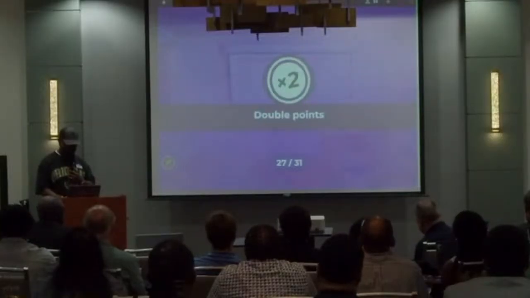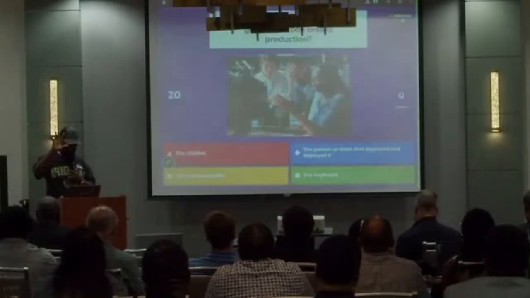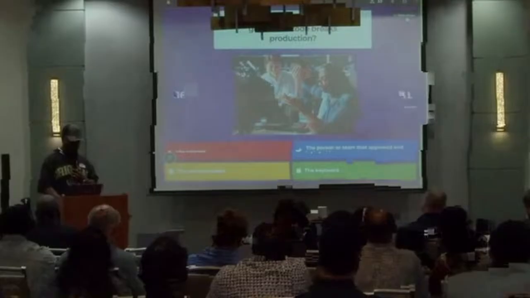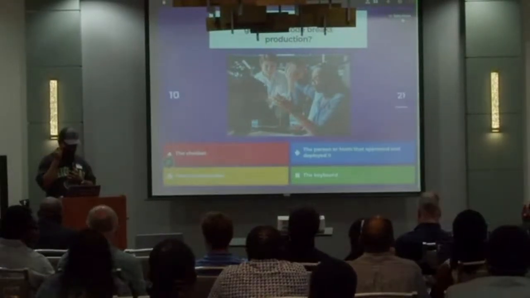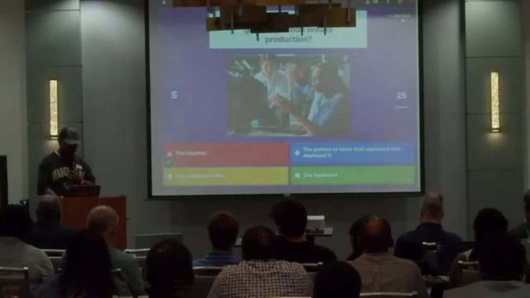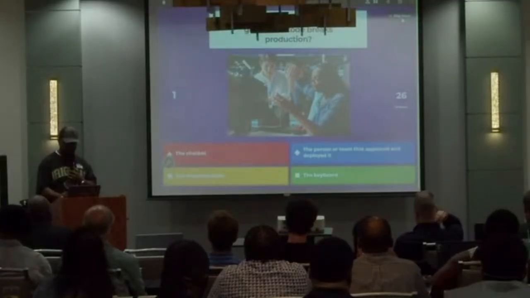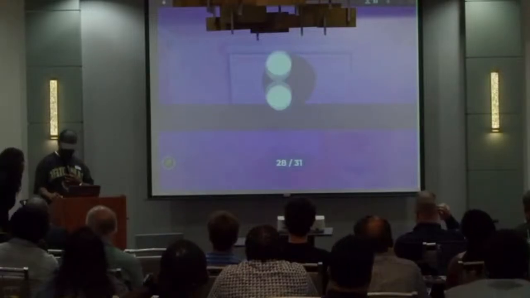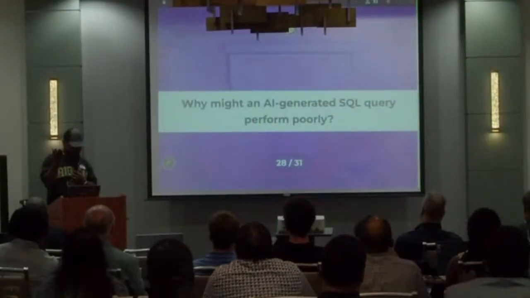Double points. We have about 10 more questions to go. We'll just make it quick. Who is responsible when generated AI code breaks in production? The person who did. Okay. That's why we talked about code review. You put anything there, you break it. It's going to be quick. Okay. All right, we said there's going to be a prize for the winner, so please. Okay?